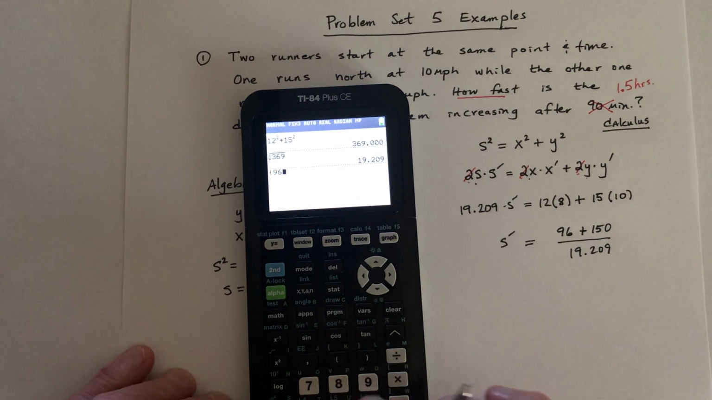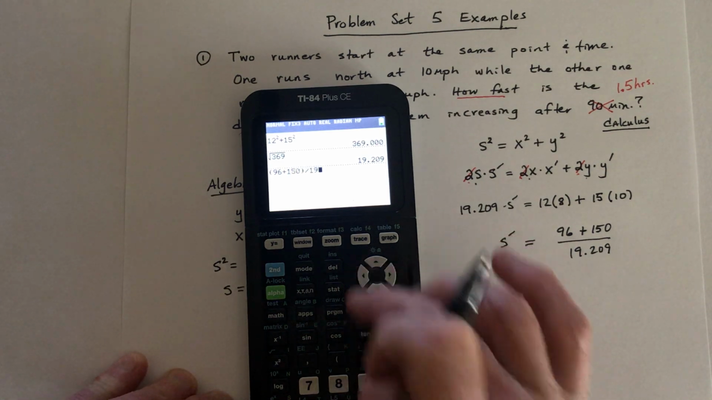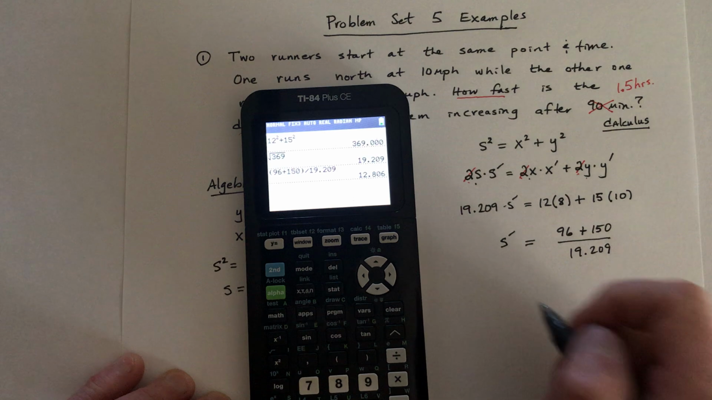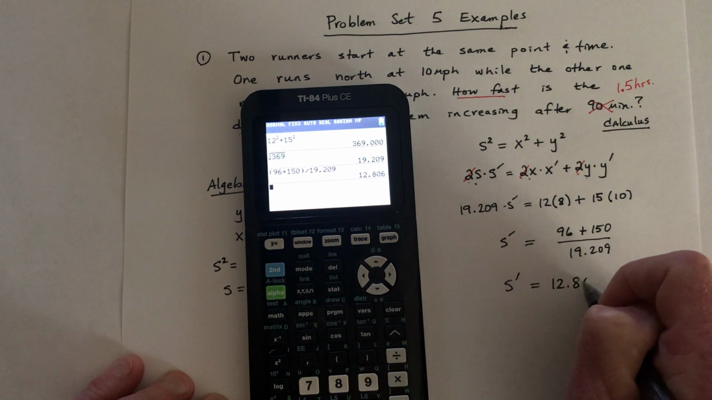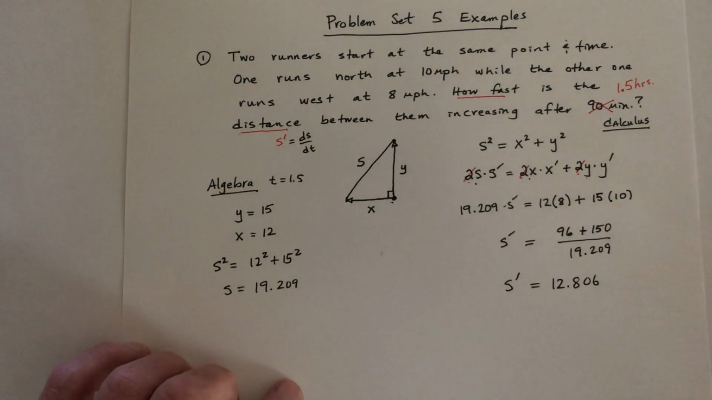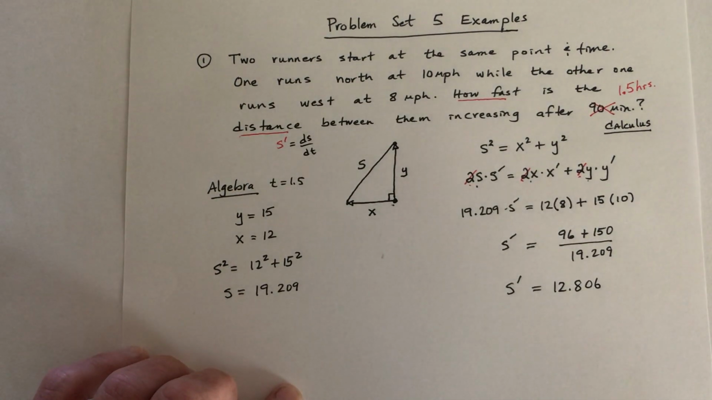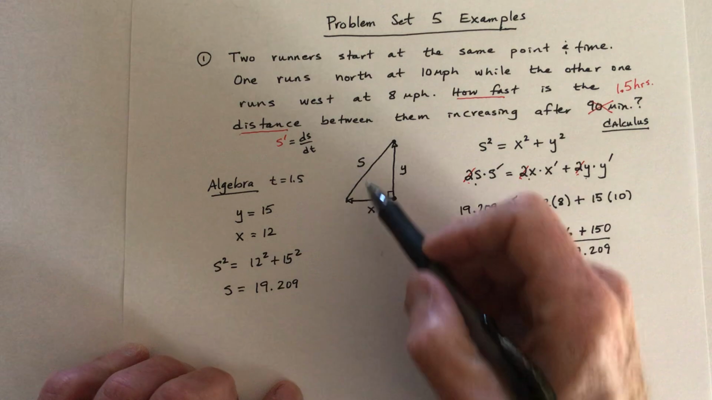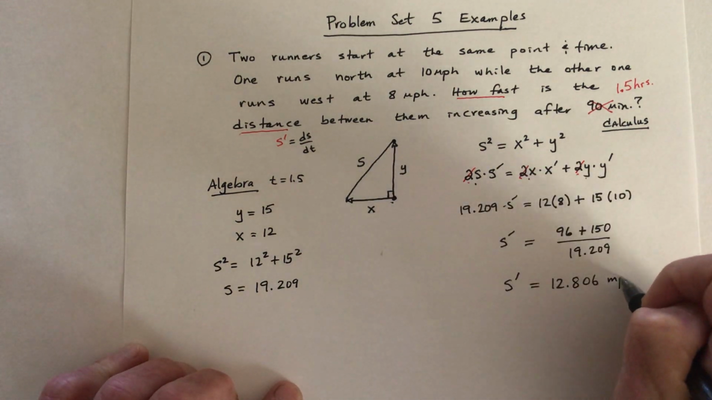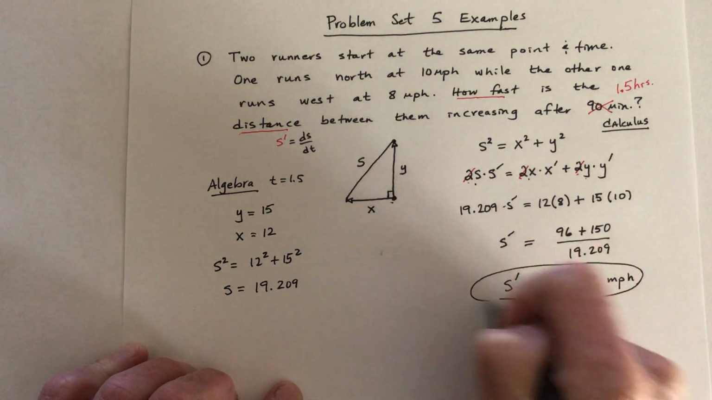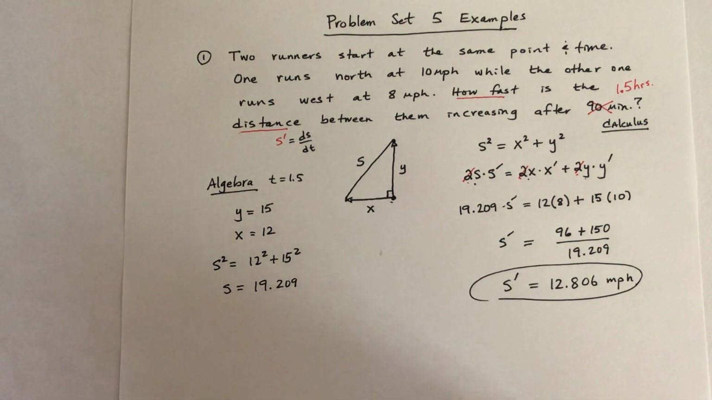So there's a 96 plus a 150, and then divided by 19.209. So s prime is 12.806, and then that would be in miles per hour. So this distance is growing by 12.806 miles per hour. All right, that one's done.